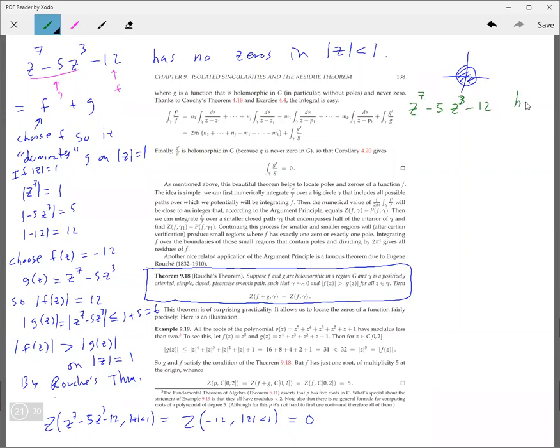And I'm going to say this has 7 zeros in here. So we already know that it has no zeros in the modulus of z less than 1. So to show this, all we really need to do is show that. And then we'll have shown there are 7 zeros in here somewhere.